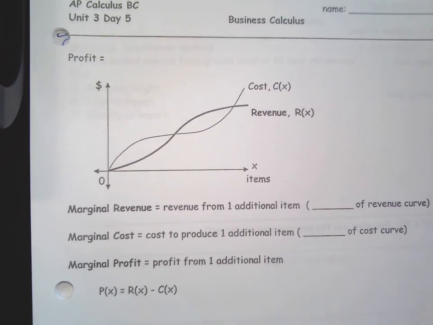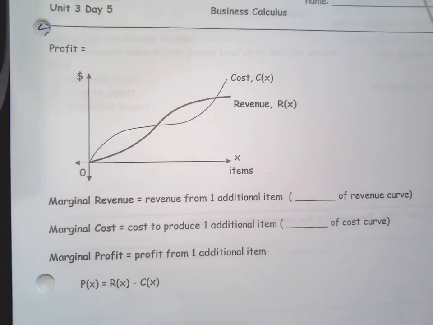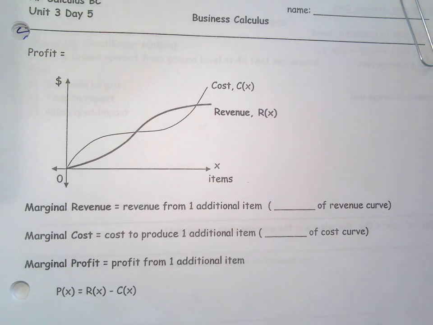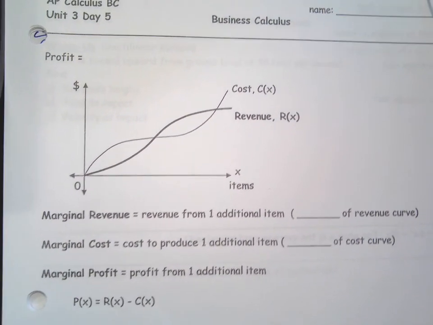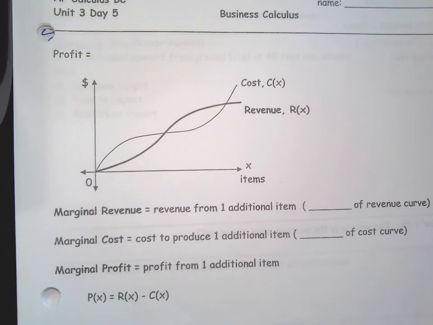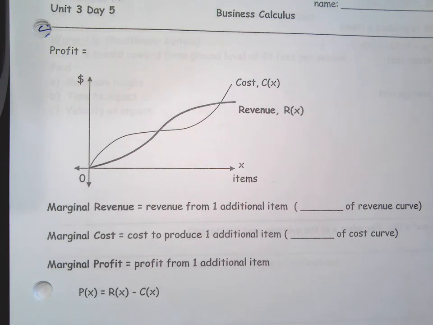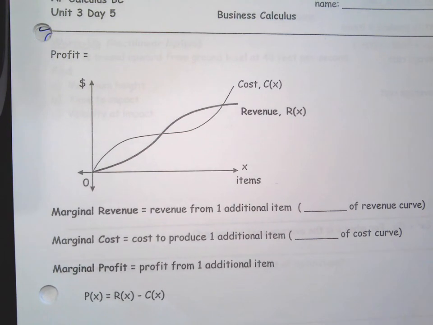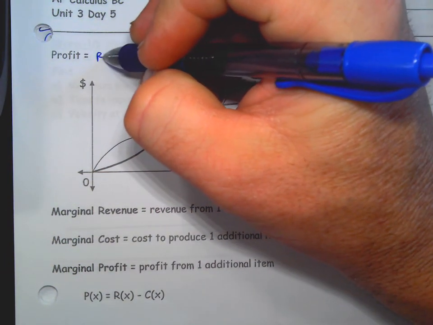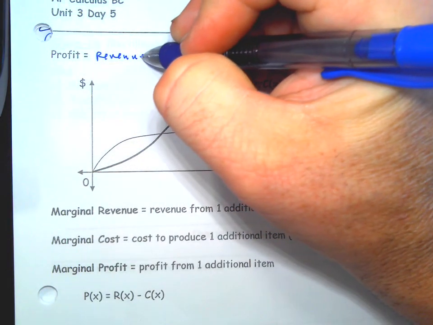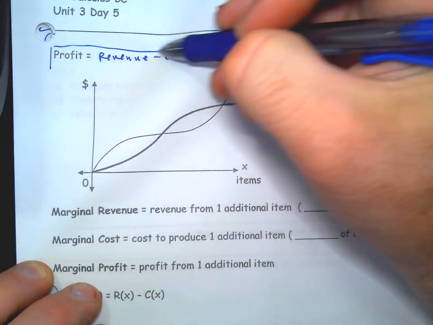Now, when it really comes down to it, I'm going to show you a couple interesting results, but really these problems are just EVT problems. They're just optimization problems. They're just extreme value theorem problems. So you can just pretty much use what we've been using on other problems. It's just a new set of applications. So profit is revenue minus cost. Okay, so we're going to be using that idea.